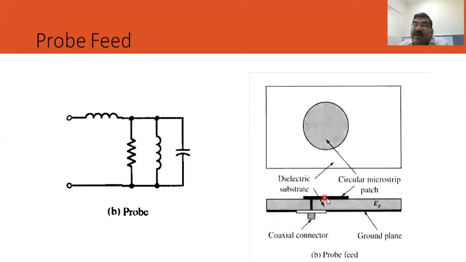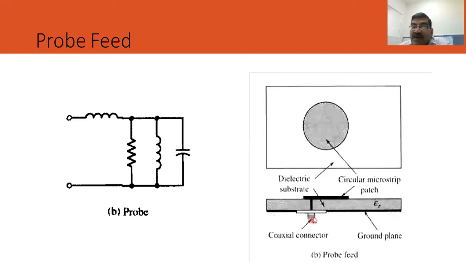The microstrip patch is this. The same is shown here in the top view. This is the dielectric substrate, this is the connector, this is the ground. This way the connections are made, and this type of technique is called probe feed, because here the probe is connected and it goes through. This is the equivalent circuit, same as the previous one. This is the probe feed technique and its equivalent circuit.